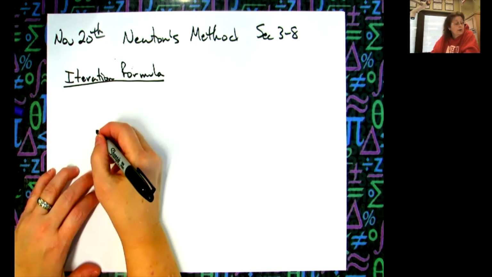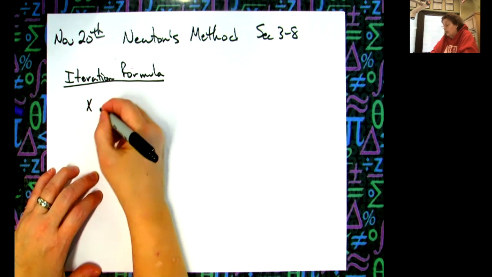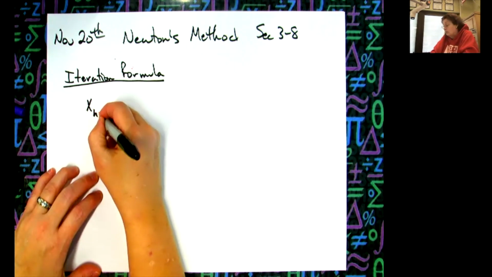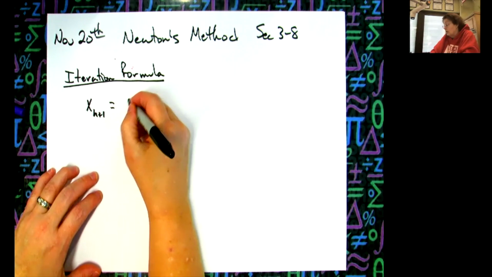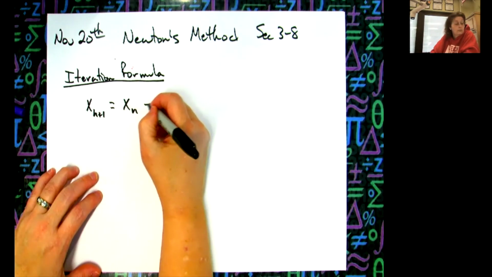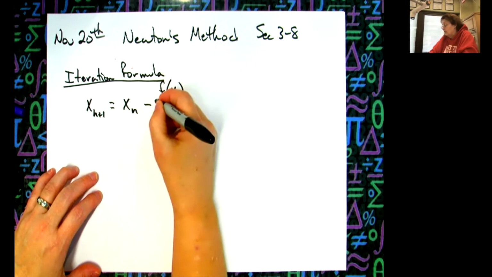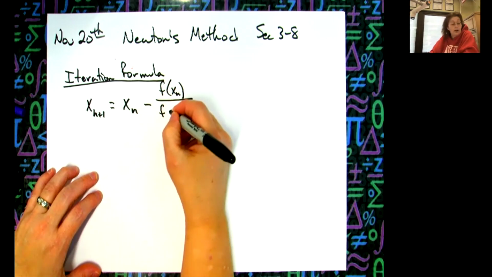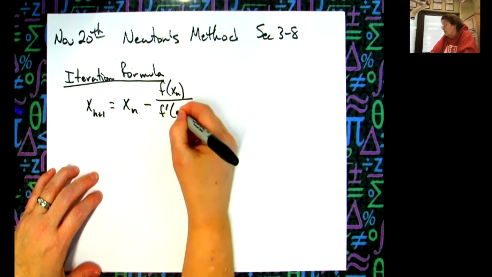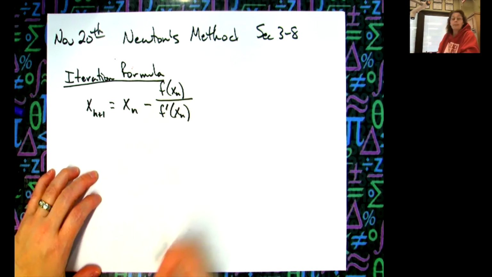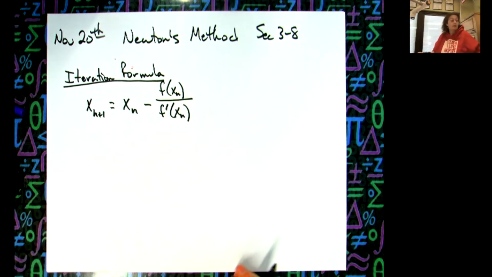Okay, so our iteration formula is going to look like x sub n plus 1 equals x sub n minus f of x sub n all over f prime of x sub n. Okay, so I'll give you a minute to write that down. All right, now let's talk about this, okay?